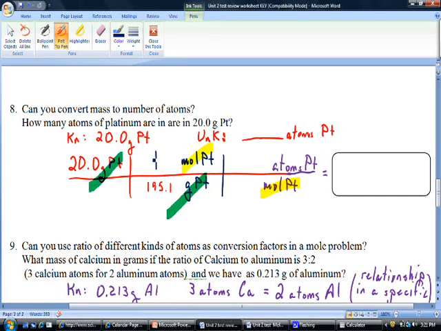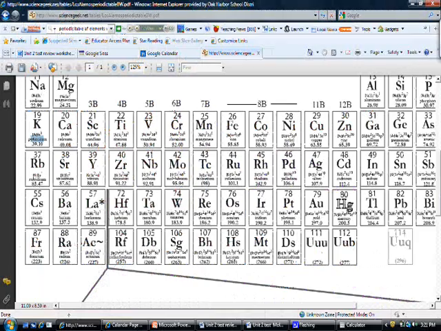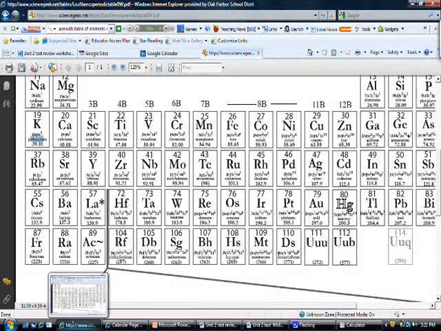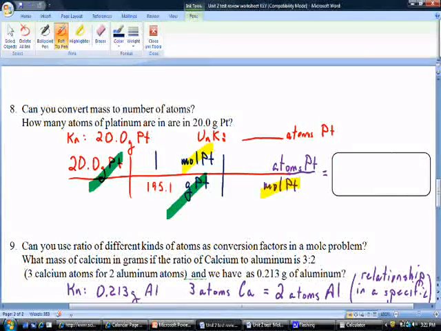Did I say potassium? This is platinum. Okay, let's look up platinum here on the periodic table. Right here, atomic number 78, and 195.1 is the atomic mass of platinum. So that's where the 195.1 came in, right here.